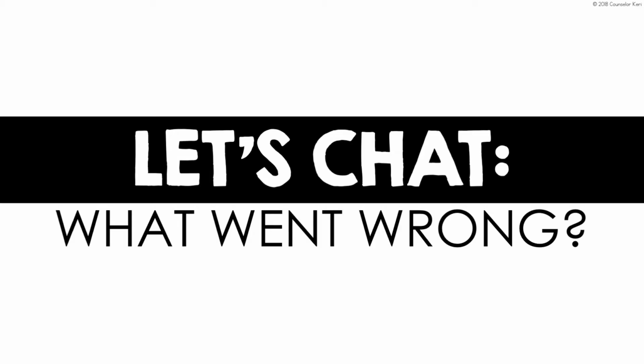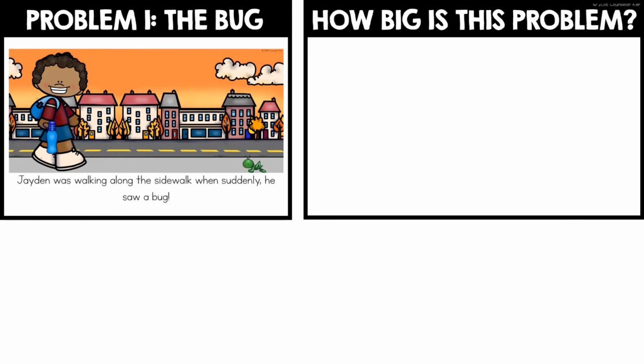So let's chat. Let's figure out what went wrong. This is the part where you're going to have to answer some questions. So let's talk about problem one, the bug. When Jaden was walking along the sidewalk and he suddenly saw a bug. How big do you think this problem is? Jaden seeing a bug.